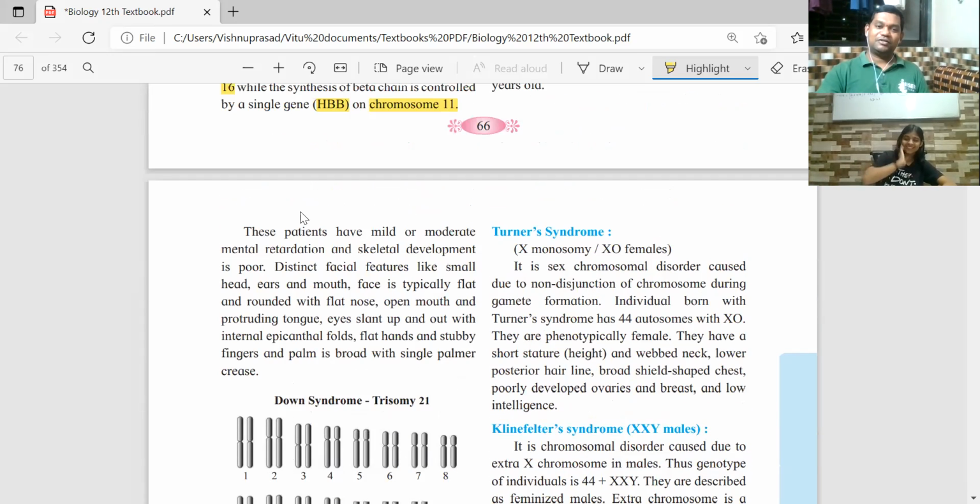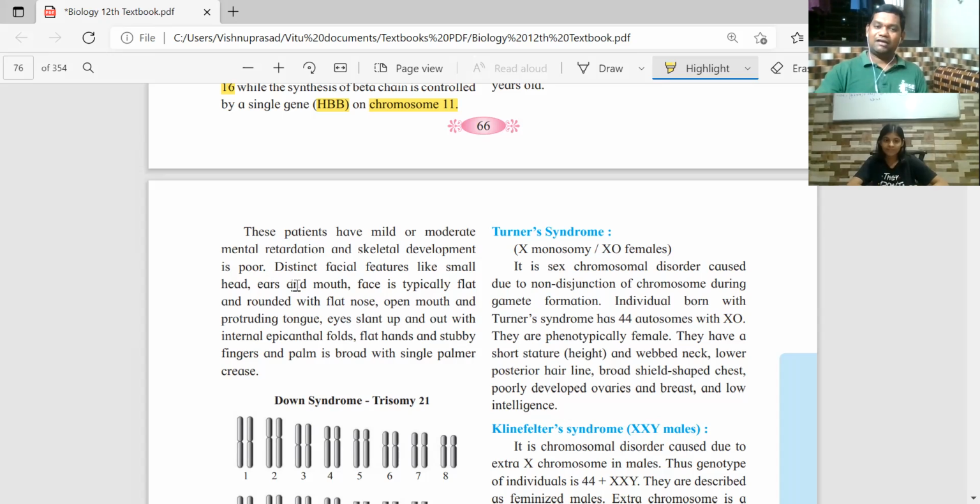So what happens in this? There is a mild or moderate mental retardation. Skeletal development is poor. The person is not like a normal healthy person whose bones are good enough. You must have seen that movie Taare Zameen Par. The children who were shown, they are mostly Down syndrome patients.